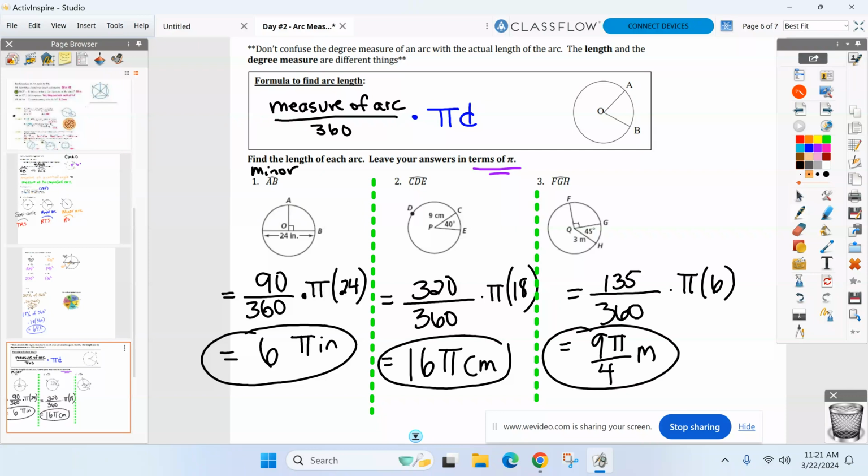Measure of an arc in degrees, length of an arc is your formula. Questions before we get to the honors level question to finish it off going into the weekend? Let's do it.